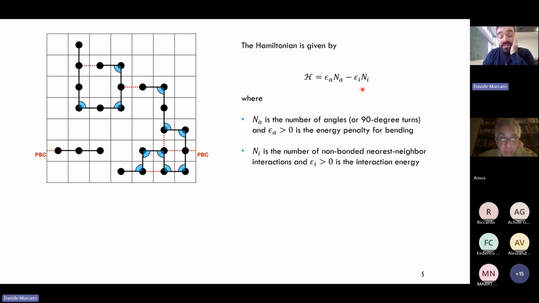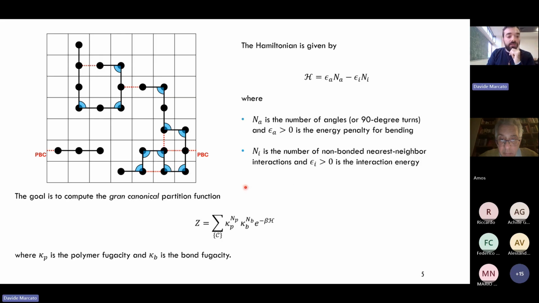And then the second term is instead the nearest neighbor interactions. So basically, whenever you have 2 non-consecutive monomers occupying neighboring sites, then there is an interaction. Ni is the number of such interactions. They are highlighted with dashed red lines here in the figure. And for each of these interactions, you have an energy minus epsilon I. Since epsilon I is a positive parameter, we are assuming that the interaction is always attractive. Okay, that's it. This is the model.